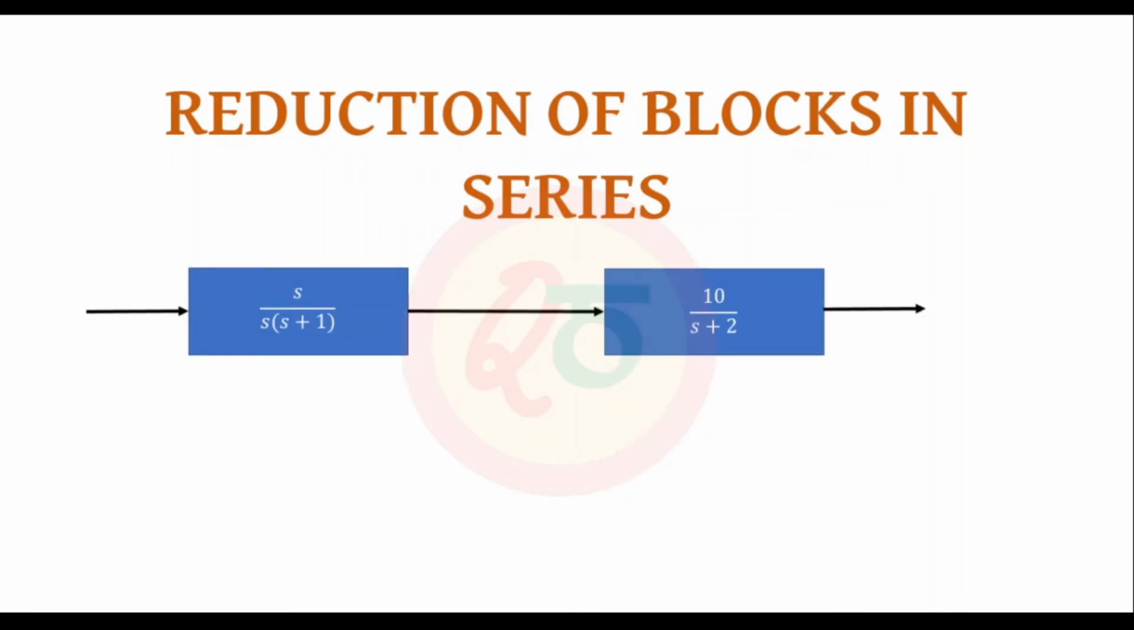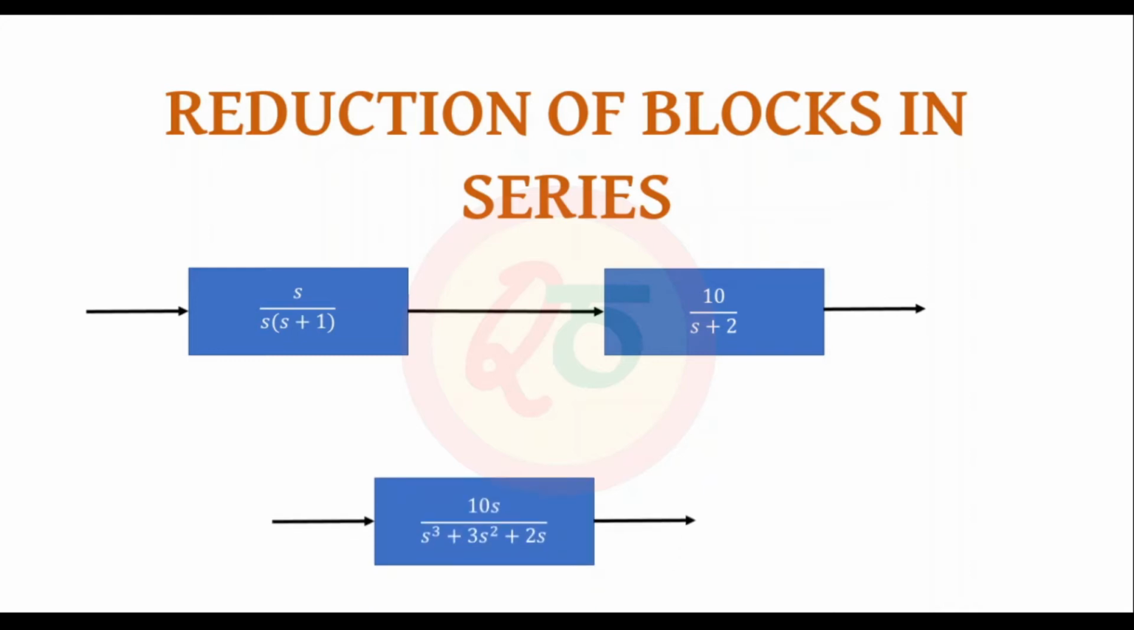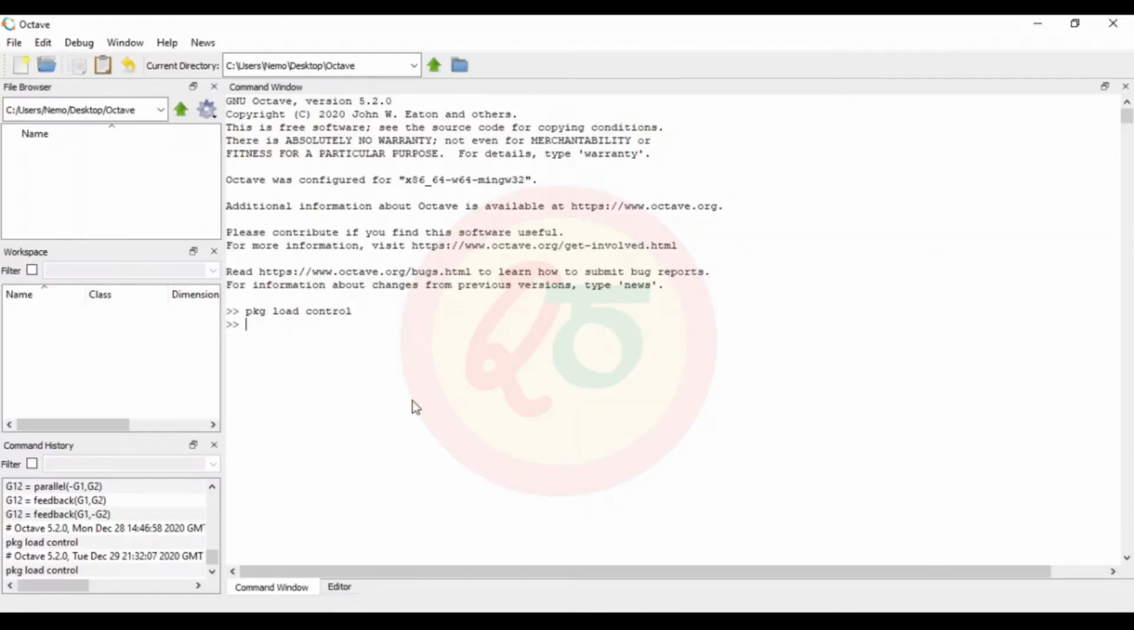So when the blocks are connected in series, let's say there are two blocks, G1 is 10 by s plus 2, G2 is s by s into s plus 1. The reduction is a simple multiplication. So the resultant will be 10s by s cube plus 3s square plus 2s. That is what we are going to do now.